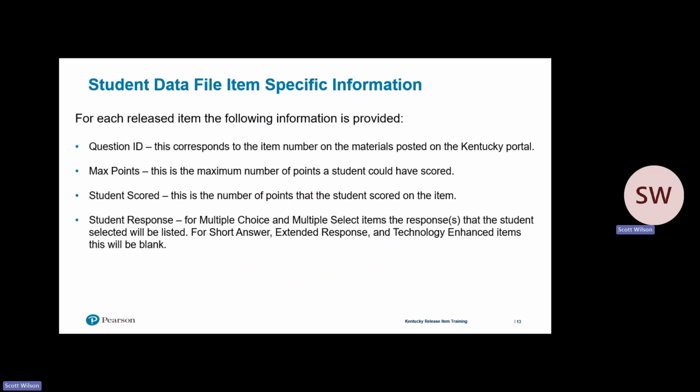Then the student score is the actual number of points that the student scored on the item. And then the student response. So for multiple choice and multiple select, you will see what the student selected. But for short answer, extended response, and technology enhanced items, this field will be blank.